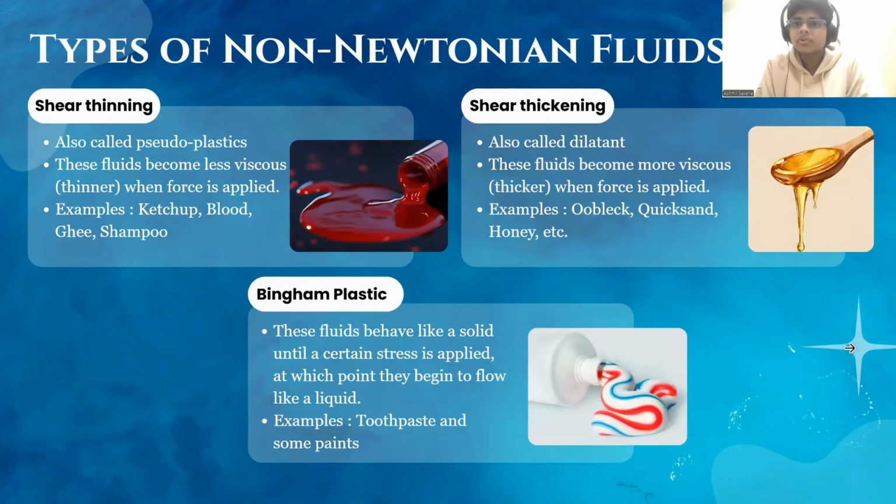Moving on to the types of non-Newtonian fluids. First of all, shear thinning. It's also called pseudoplastics. These fluids become less viscous when force is applied. Examples being ketchup and blood. Next being shear thickening, which is also called dilatant. These fluids become more viscous when force is applied. The major example being honey. Next, Bingham plastic. These fluids behave like a solid until a certain amount of stress is applied. After that point, they behave like a liquid. A major example of this is toothpaste.